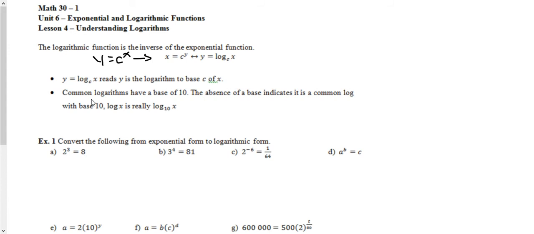Just a quick note here, it says common logarithms have a base of 10, so if there's no c value here, by default it's going to be 10. So if it's log x, that's really log base 10 of x.